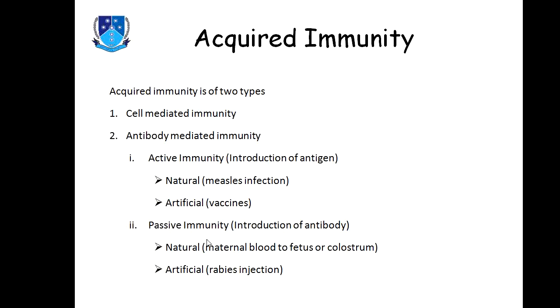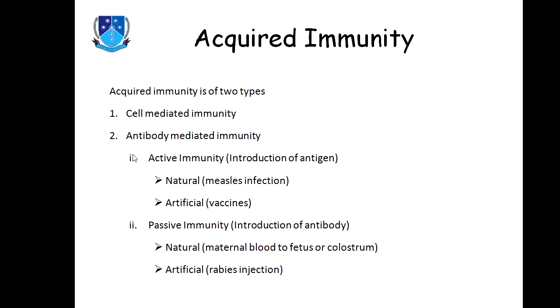In active immunity, the body is involved in the production of antibody. The antigen is introduced into the body, and the body starts producing antibodies against that antigen. While in passive immunity, the body is provided directly with the antibodies. The antibodies are introduced into the body, and the body does not produce its own antibodies.